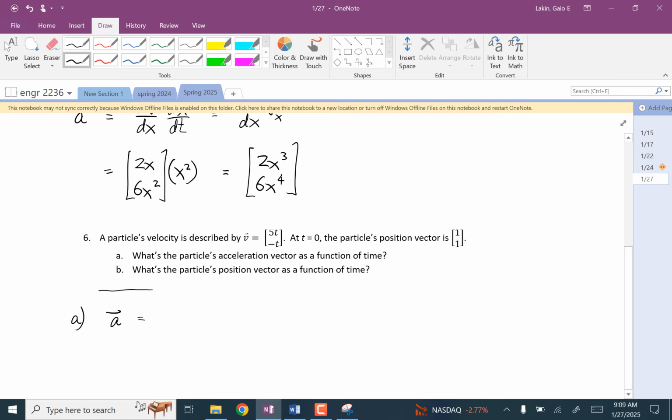So acceleration is d/dt of the velocity. And so the derivative of the x component with respect to time is 5. The y component with respect to time is -1. And so there you go. That's the acceleration as a function of time. Which, since there's no time in there, it's just components, says that this is a constant acceleration vector all through time.